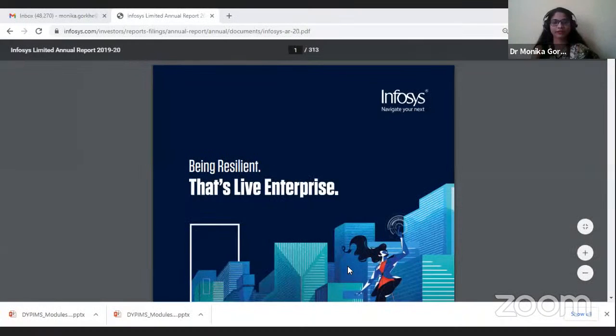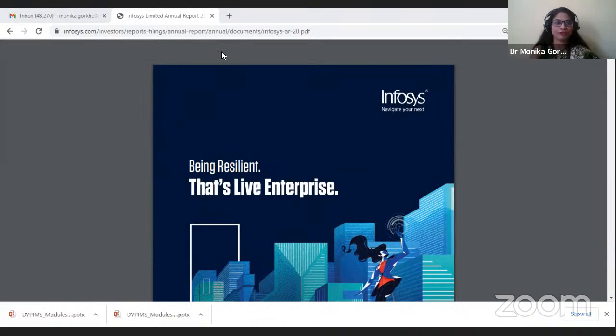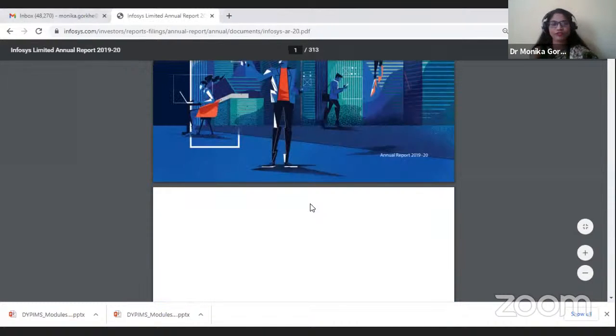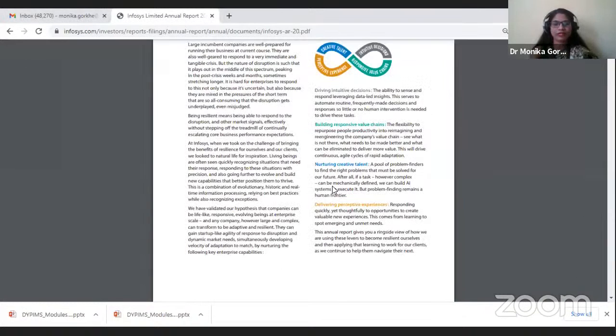I'll share my screen. My PDF was not getting shared. So we have taken the annual reports of Infosys company for 2019-20. Let's first start reading that financial statement, understand the financial statement, and then we'll move on with the construction.